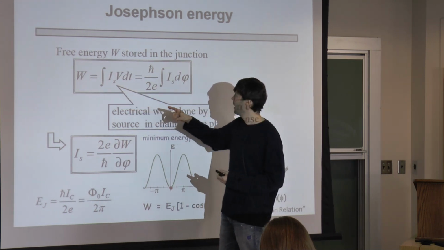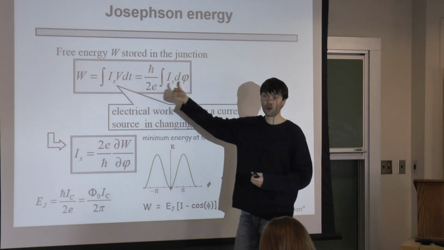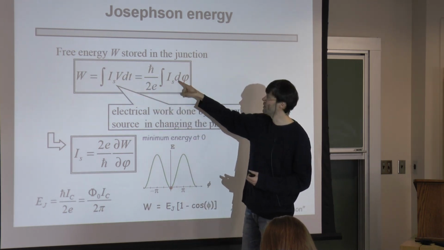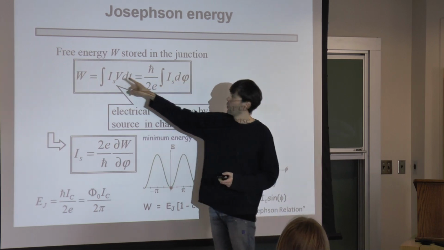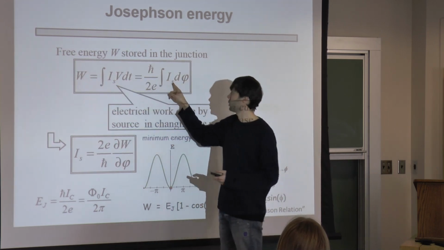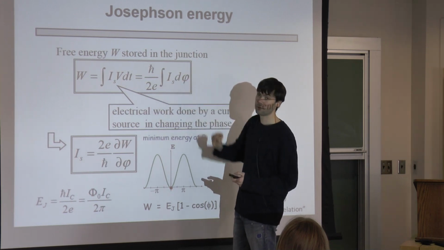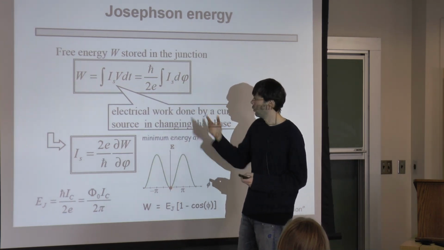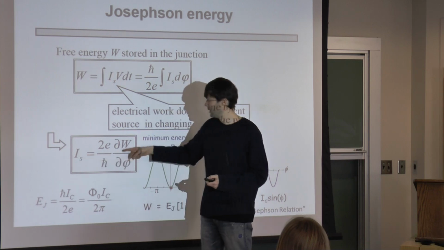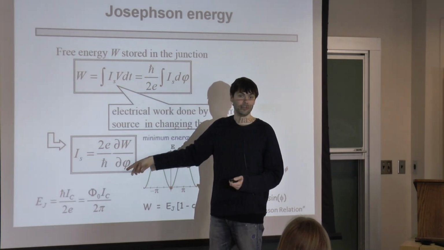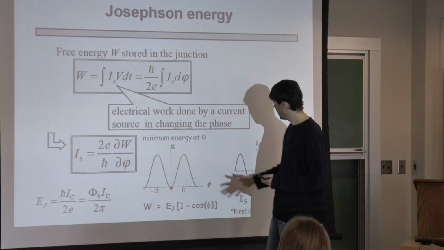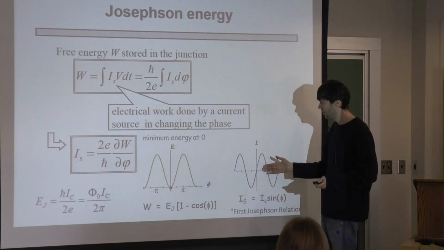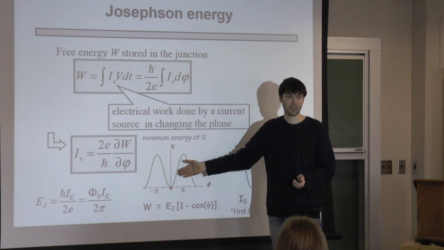for a given time. But V times dt, according to what I just said in the last slide, is d phi, which is the phase difference. So energy is related to supercurrent as an integral over phase. Or in other words, supercurrent is a derivative of energy by phase. So that's really easy to remember. Because if your supercurrent is a sine function, energy will be a cosine function.